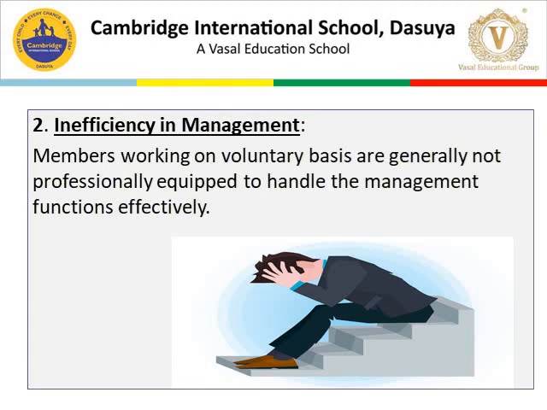Number 2, inefficiency in management. Members working on a volunteer basis are generally not professionally equipped to handle the management functions effectively. Now, the members who are working in the cooperative society are giving their volunteer services. So they are not so professionally well equipped that they can handle the pressure which a professional can handle. So in cooperative societies, the management is quite inefficient.